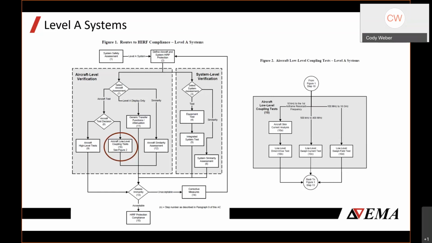So there's some leeway in how you approach that. And what they've really tried to outline in this flow chart is that it's somewhat done in parallel. It's kind of separate considerations for that. So if we're talking about the aircraft environment or the aircraft level verification, the step that I'm going to focus on in this chart is step 10.